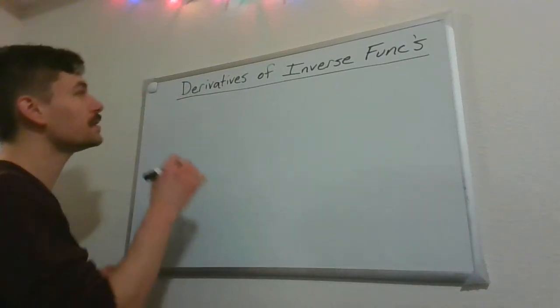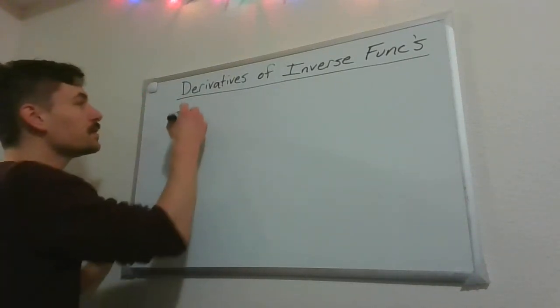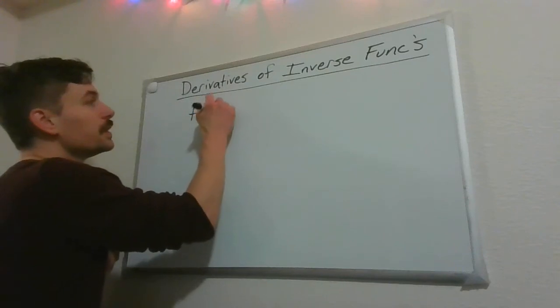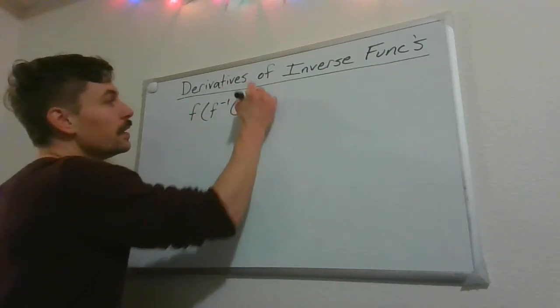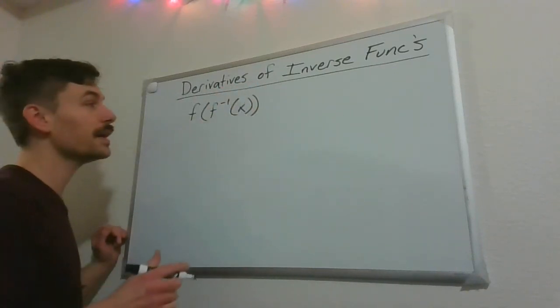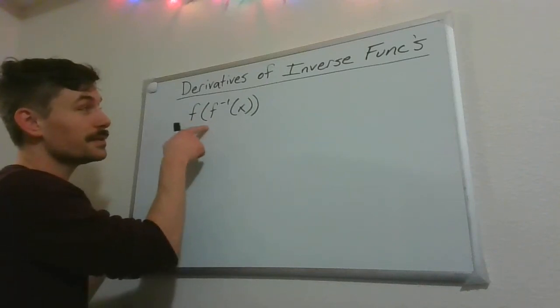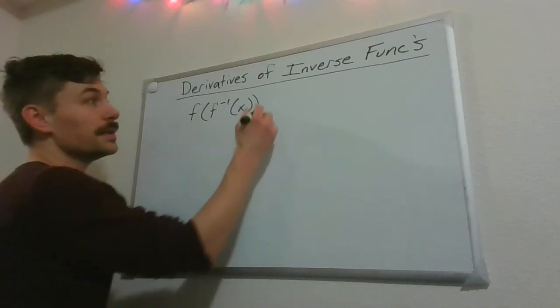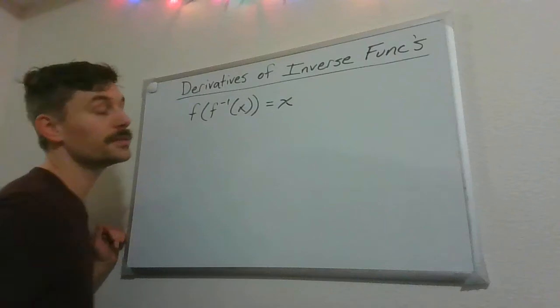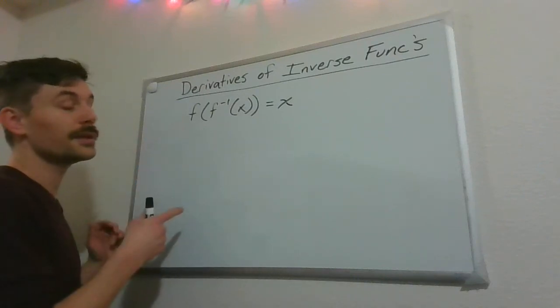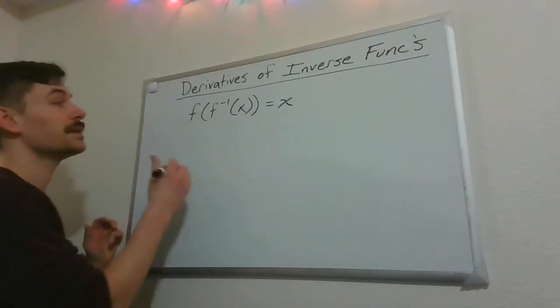All right, so let's take a look at derivatives of inverse functions. For starters, we need the composition f of f inverse of x. We should know that these two functions, a function and its inverse, work to cancel each other out. So we just get x. This is going to be really useful if we try to take a derivative.